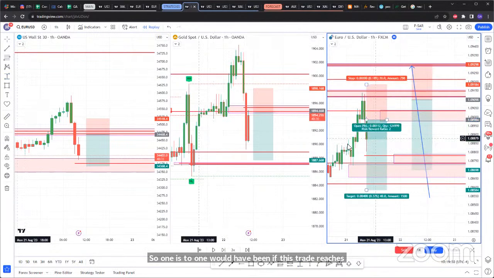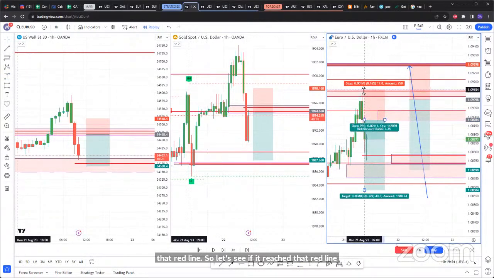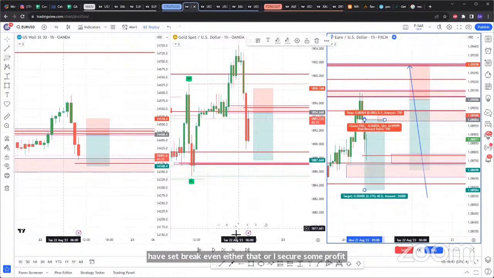So let's see if it reached that red line at any time. Yes. So at this instance, if I was taking this trade, I would have set break even. Either that or I secure some profit, right? Because you've already achieved your 1:1.